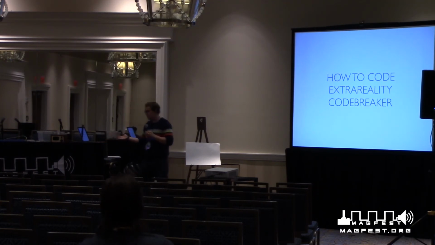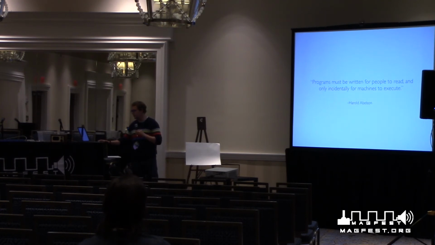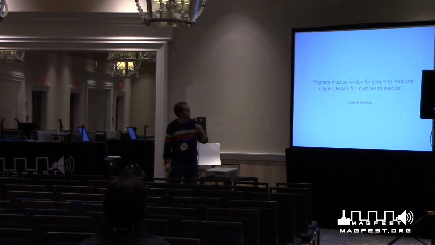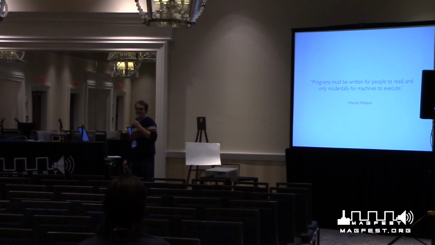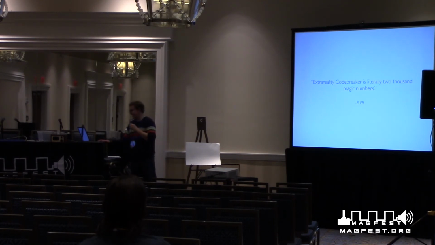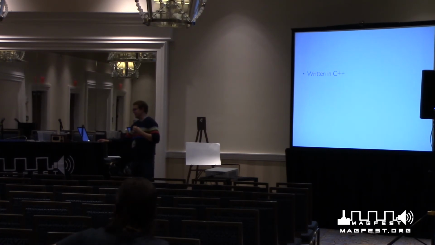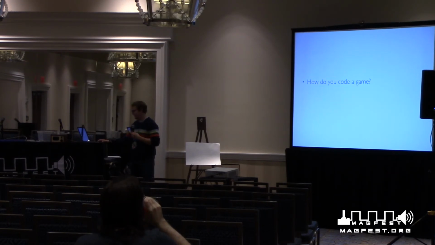I also wanted to talk a little bit about how I coded this game. Here's a quote: "Programs must be written for people to read and only incidentally for machines to execute." That didn't happen. It's really 2,000 magic numbers. So it's written in C++ and it uses OpenGL and is absolutely a total disaster in terms of its actual coding. So how do you code a game and how do you learn OpenGL?